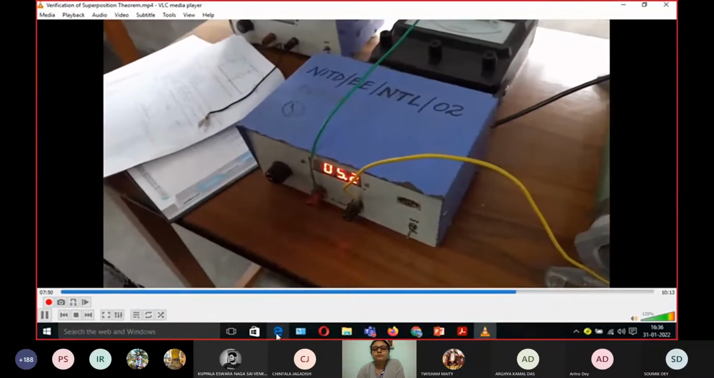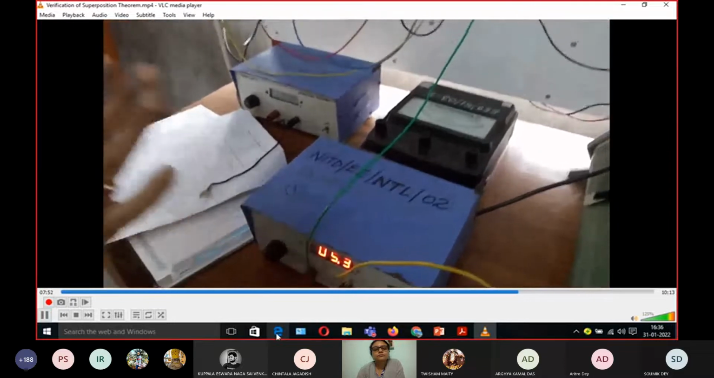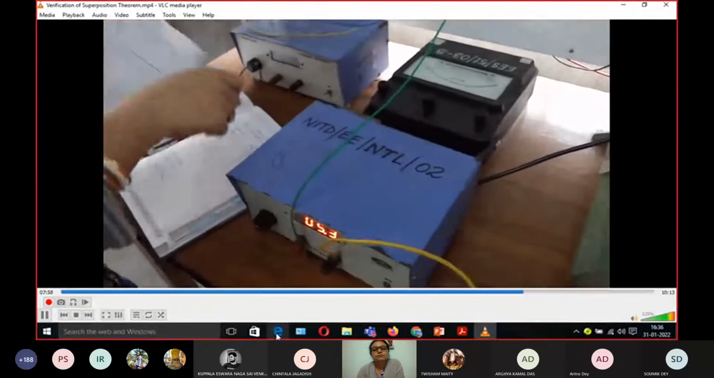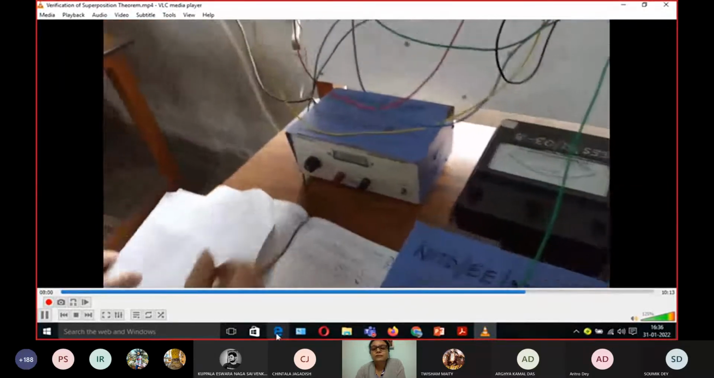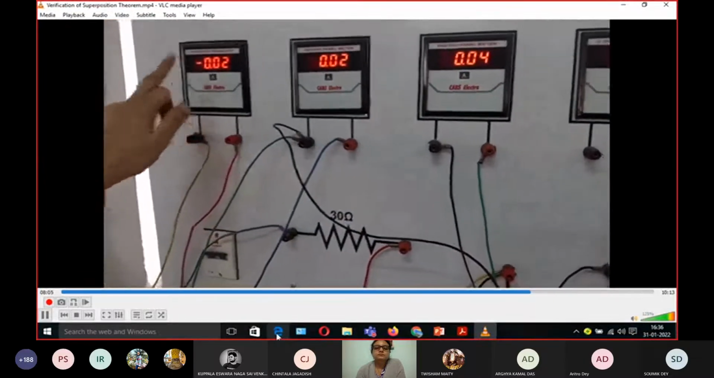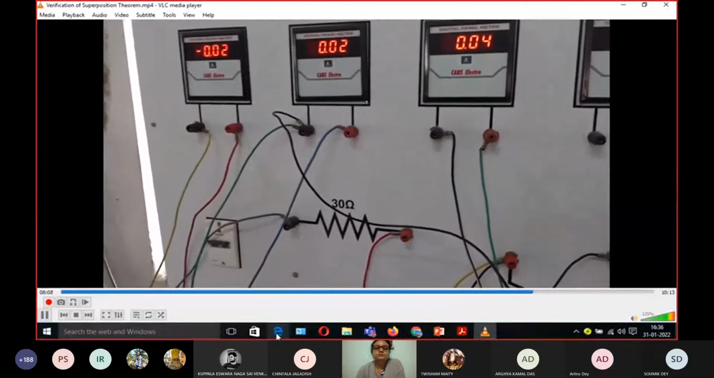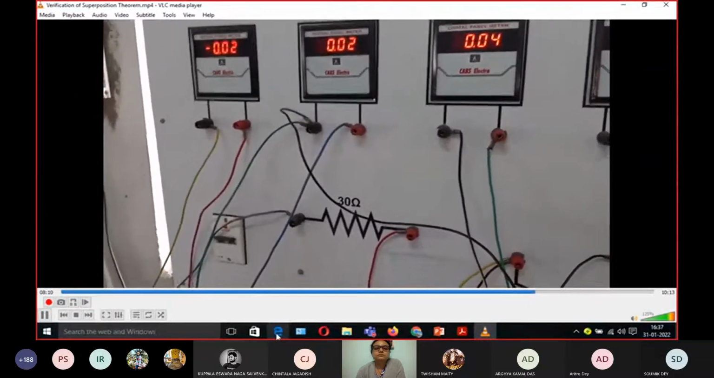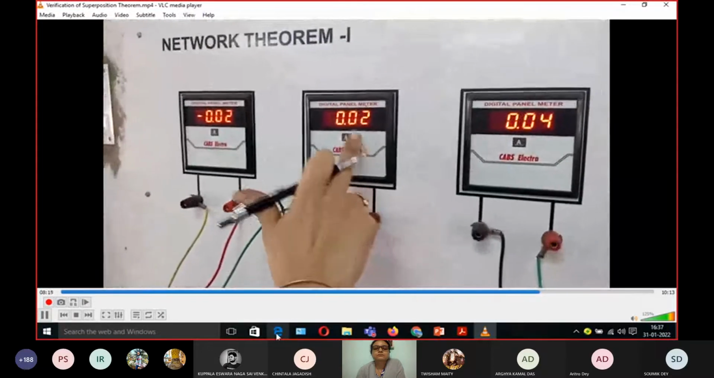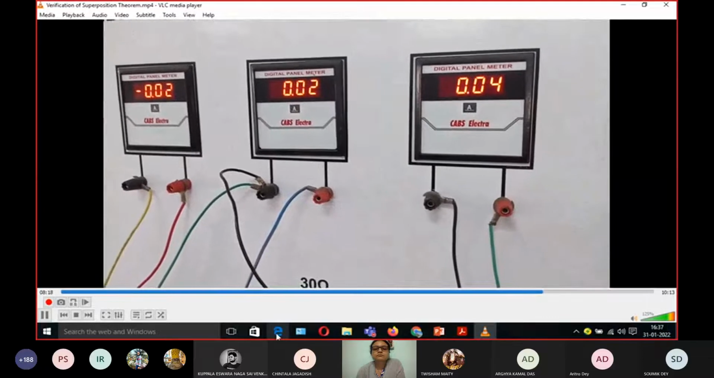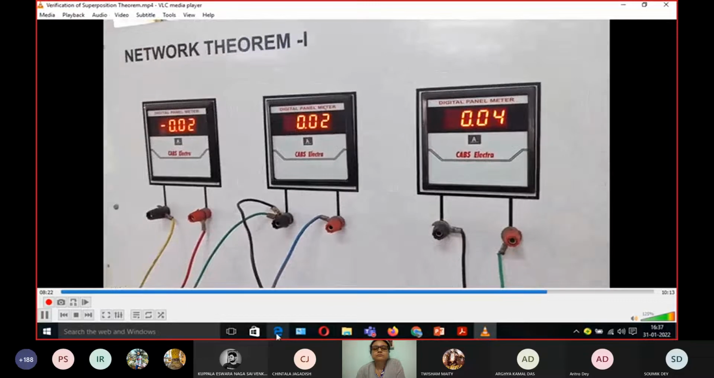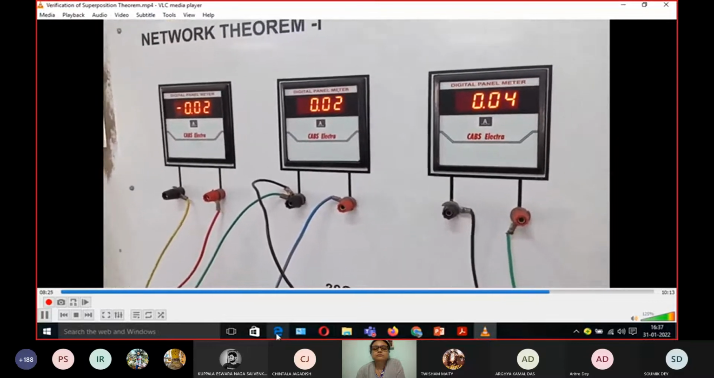Remember that V1, V2, V3 values should not be varied during the whole experiment. Okay. Now let me measure. That means the two source values should not be changed. This one is I1B. You see, it is flowing in the opposite direction with respect to the previous one. This is I3B. And that is I2B. All are in ampere.